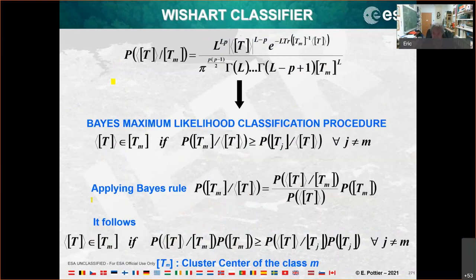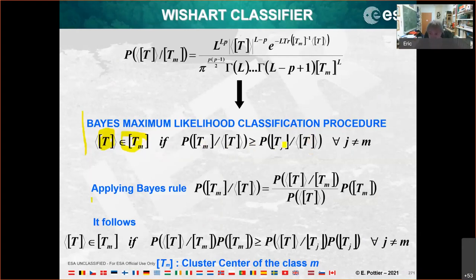Okay, so we start with the distribution, and in fact, we use a very classical classification procedure, which is based on the Bayes maximum likelihood. This procedure gives you the information that the pixel under test, which is represented by this coherency matrix, belongs to this class, represented by the average coherency matrix, that means the cluster center. And this pixel will belong to this class if the probability of T_m knowing T is higher than the probability that T belongs to the other classes.